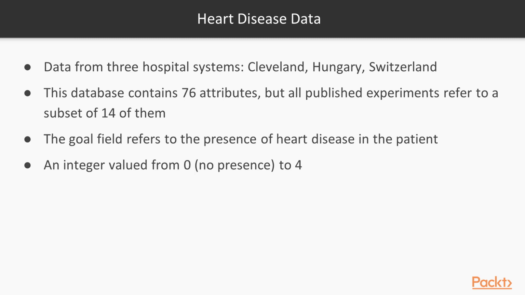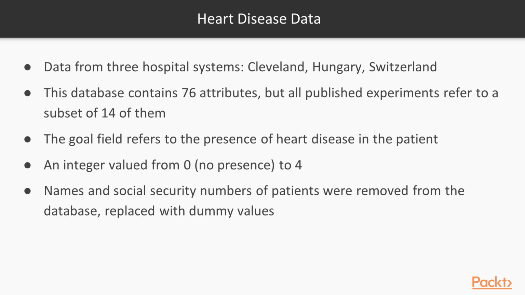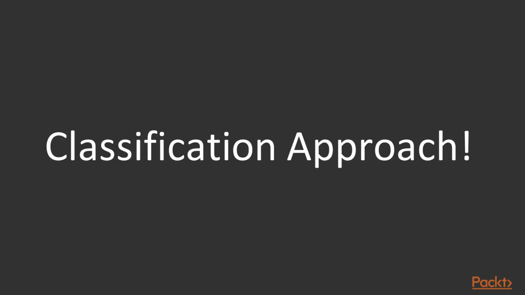The goal field refers to the presence of heart disease in the patients. It is an integer value from 0, no presence, to 4. The goal of our solution would be to predict this value based on the other 13 features. It is important to notice that names and social security numbers of the patients were removed from the database, replaced with dummy values. So, in this concrete example we will use a classification approach, so we will have to classify whether we have a heart disease or we don't.